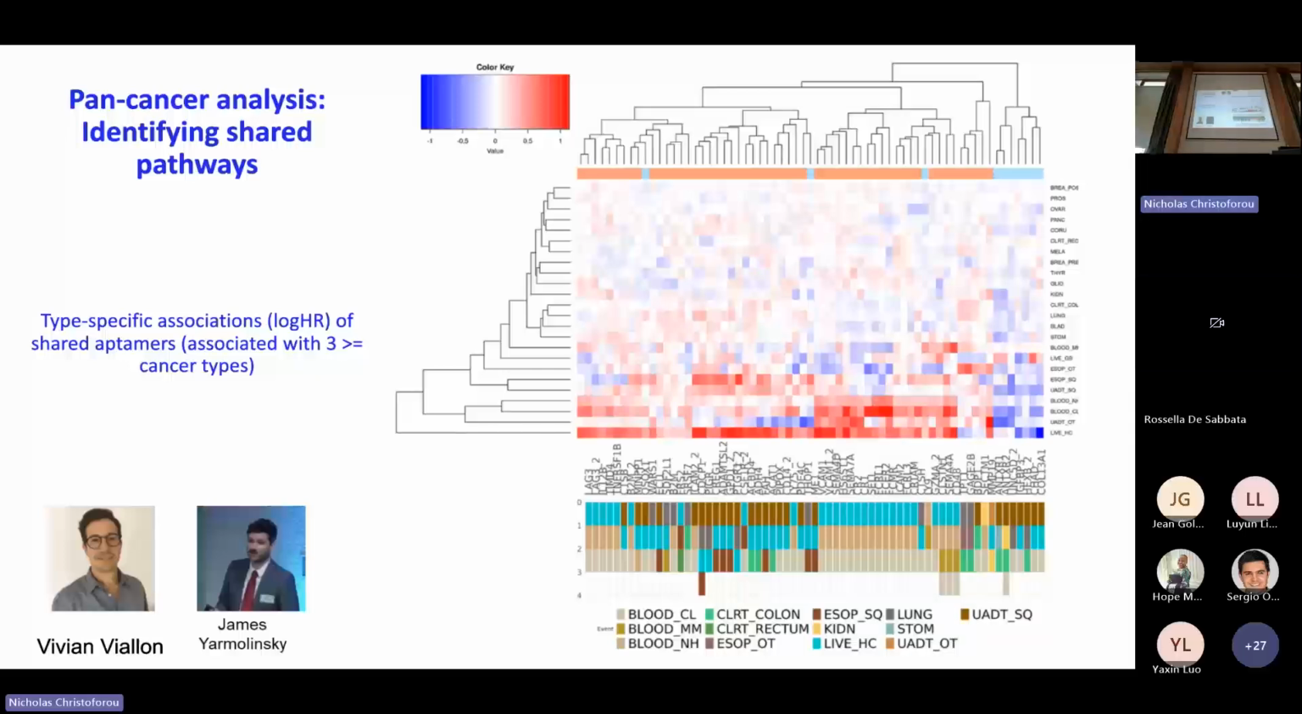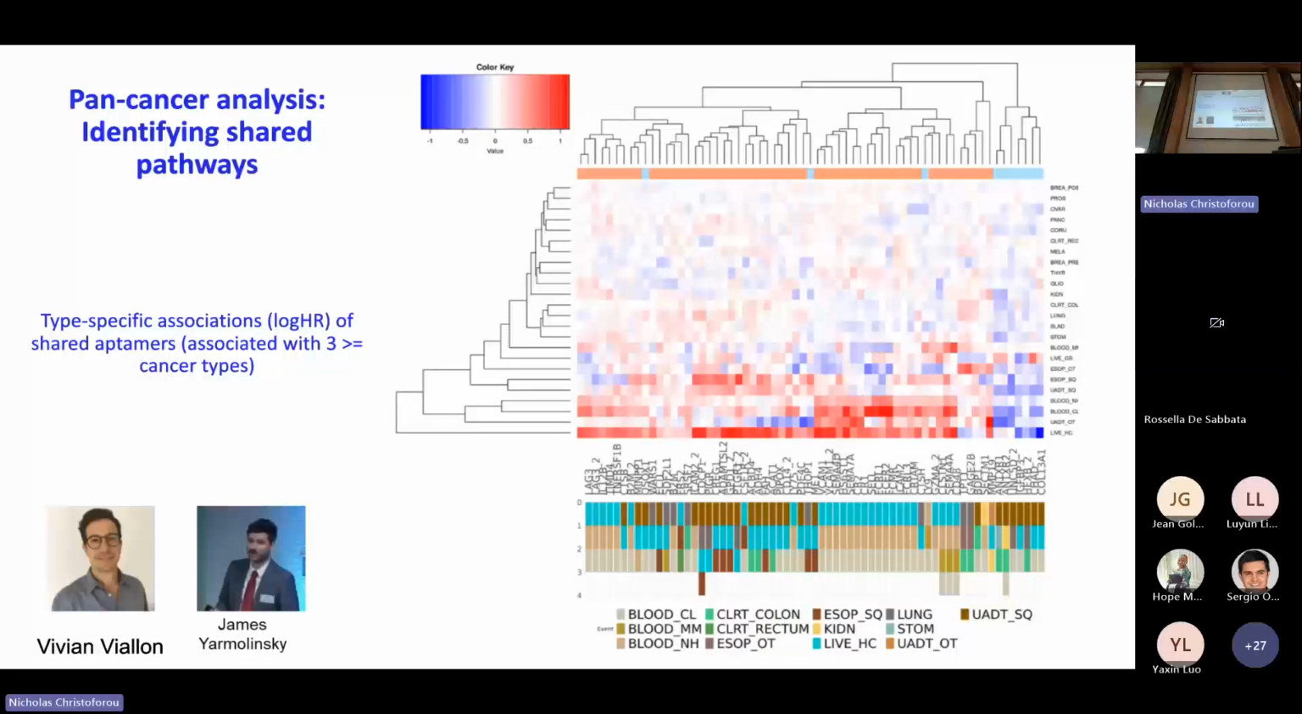So there are around 60 proteins which had associations with at least 3 different cancer types, and around 12 which were associated with more than 4 cancer types. Many of these tend to be immune markers and inflammatory markers, which are associated with different types of blood cancers, but also with lung cancer and some of the upper airway digestive tract cancers.